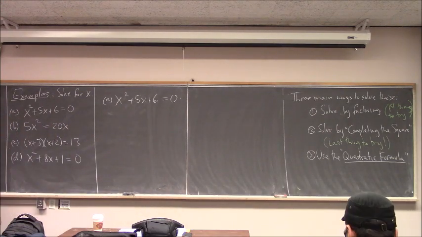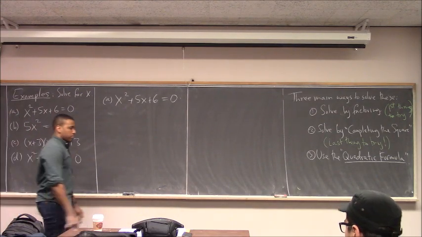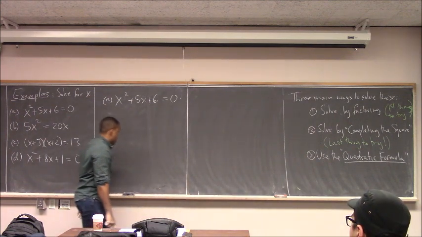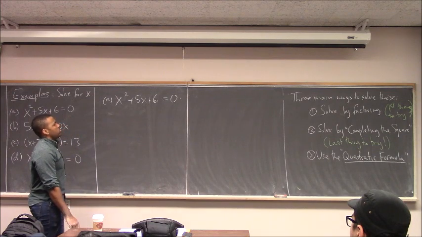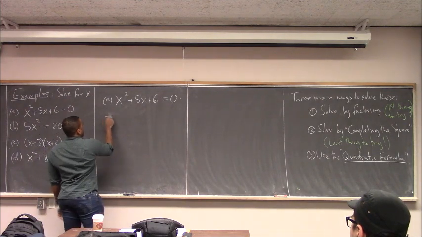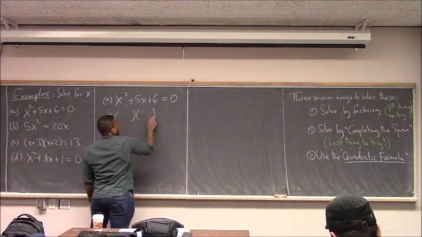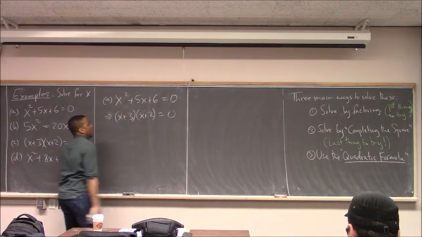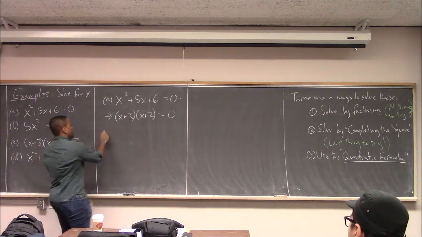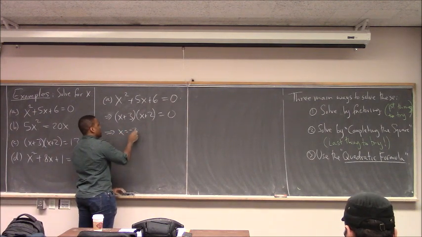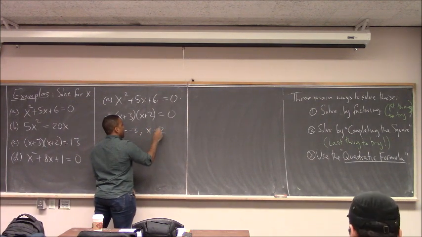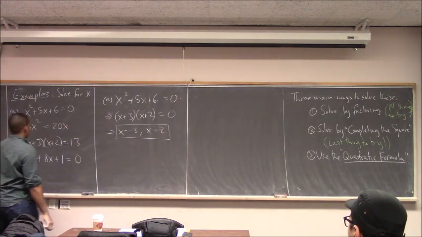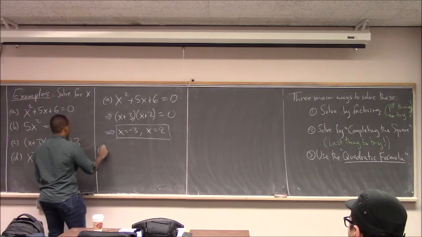So again, the first thing we try is solve by factoring. We just want to factor the left side, and then use the zero factor property. Does this factor? Yes. Plus and plus. So then we can get x equals -3 or x equals -2 as our solution. So that one wasn't so bad. What about this one?